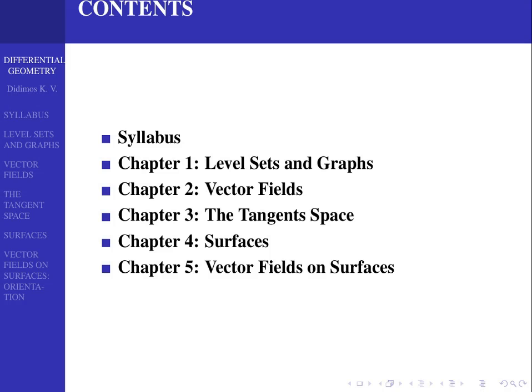We start with basic definitions. These are the contents of the first module: chapter 1, chapter 2, chapter 3, 4, 5. These five chapters constitute module 1. So first we start discussing module 1. The first chapter is level sets and graphs.